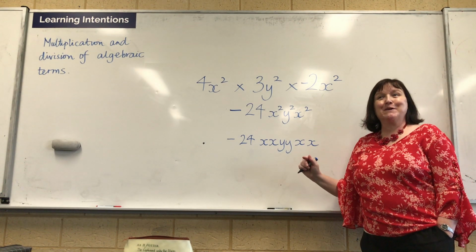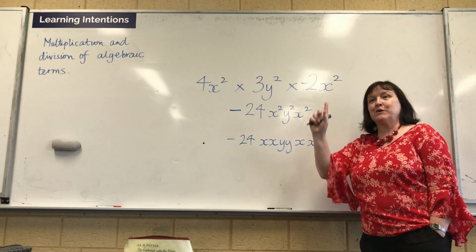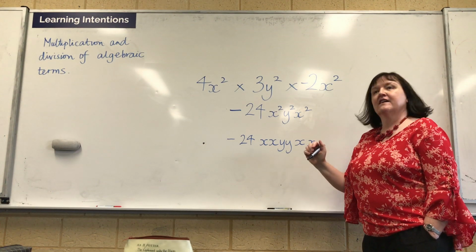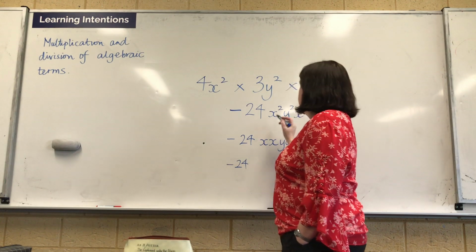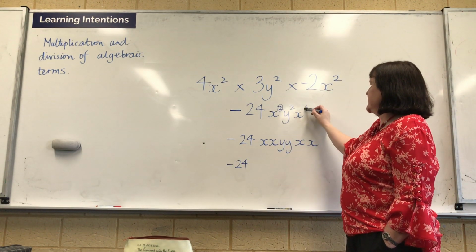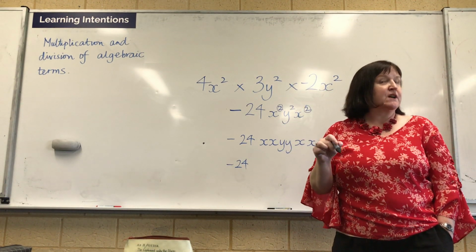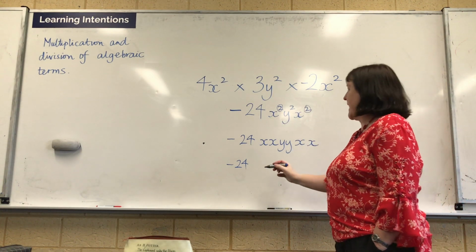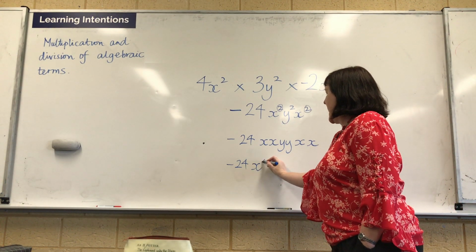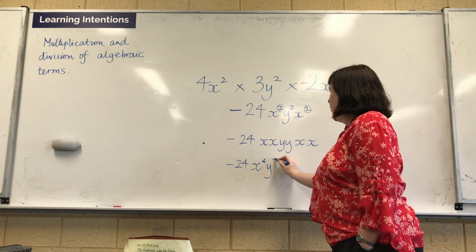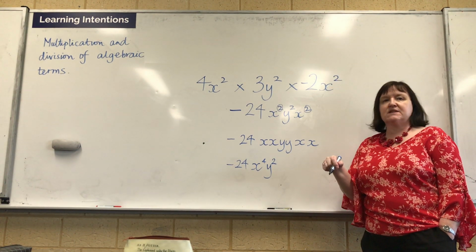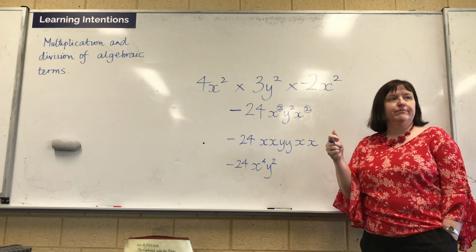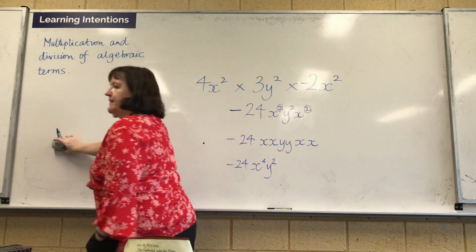So what will happen? Ella? Did you put your hand up? Yeah. Well done. So your index laws tell you, don't they, that you can actually add these indices if they're multiplied, and that will give you the new power. So it's 24 x to the power 4 y squared. And again, you would put the x first and the y second. Yeah? Okay? Let's try another one like that then.